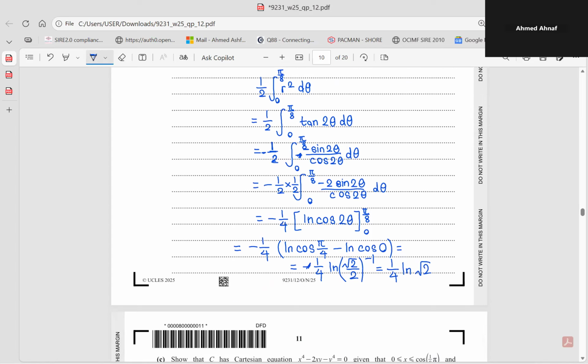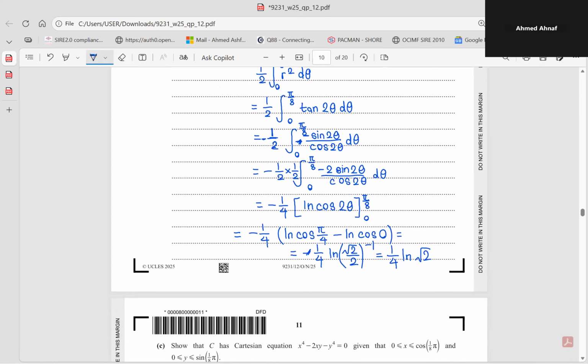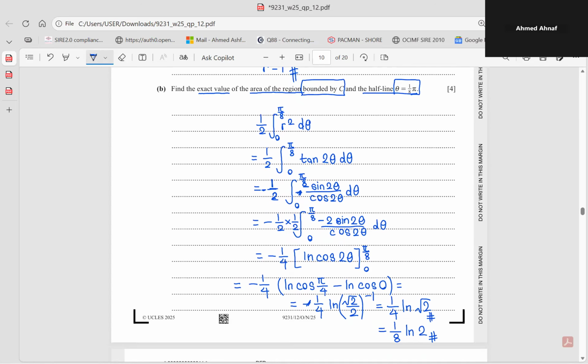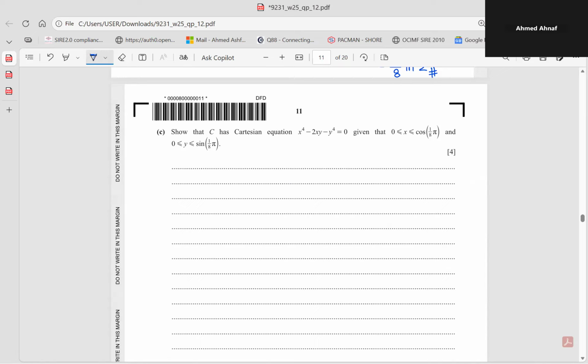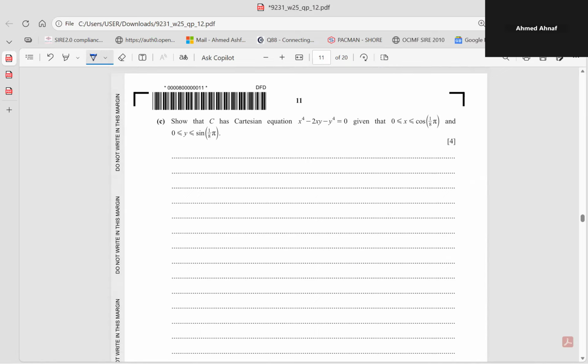Okay, they didn't really say what you have to do. You can also remove the half power over to there, and this would be 1 over 8 ln 2. So you can leave either one of these as your final answer. And with that, let's move on to the next part.